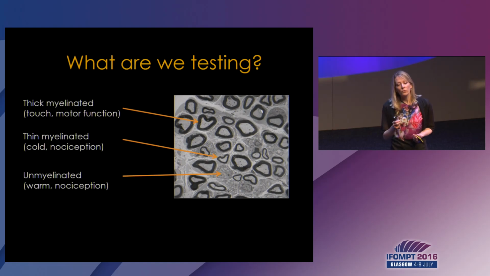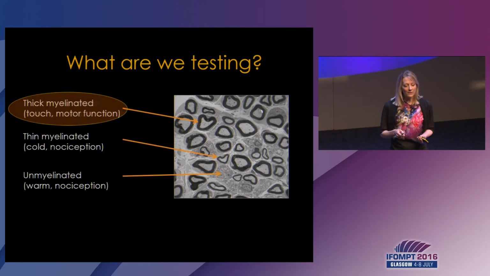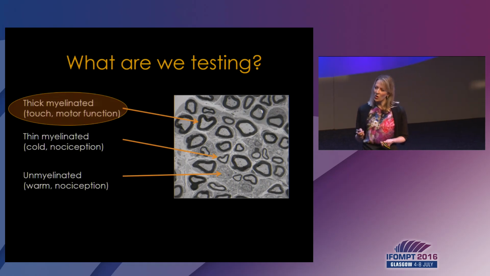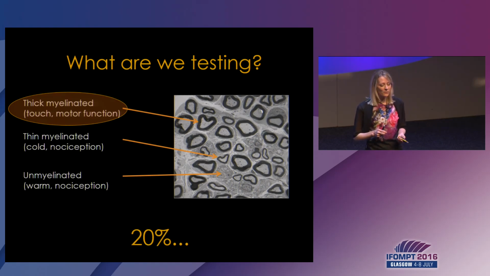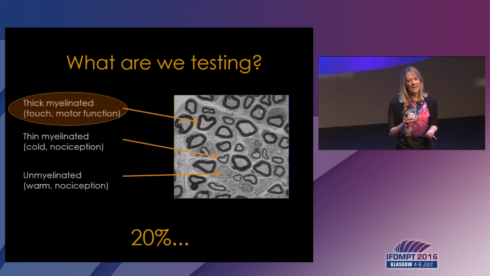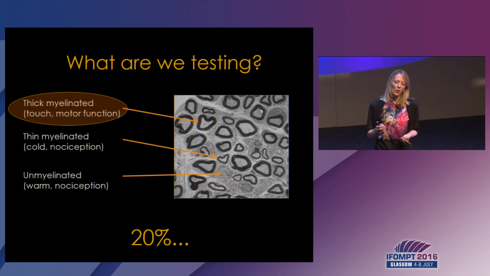Now, when we do our standard bedside neurological examination, we exclusively test this thick myelinated fiber population. Even the standard electrodiagnostic tests do not test anything else than the thick myelinated fiber. Now, of note, the thick myelinated fiber only make up 20% of a nerve trunk. So that basically means that we might be neglecting 80% of a nerve trunk when relying on these tests.